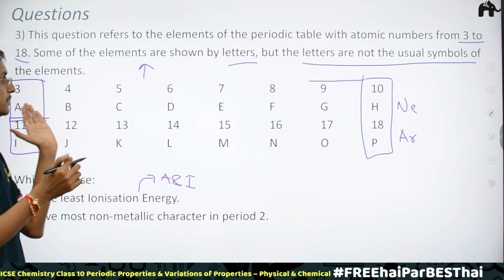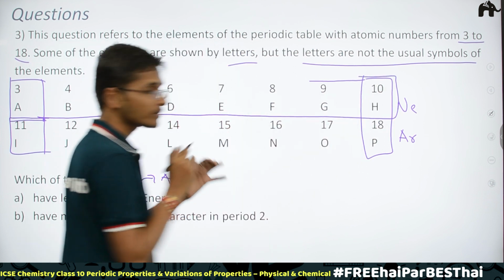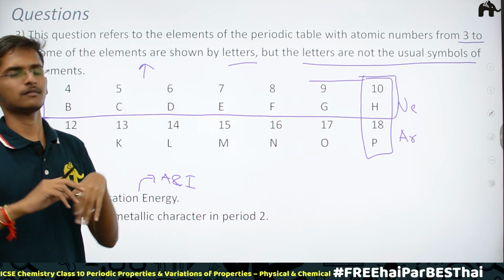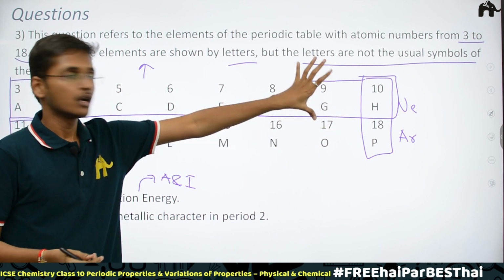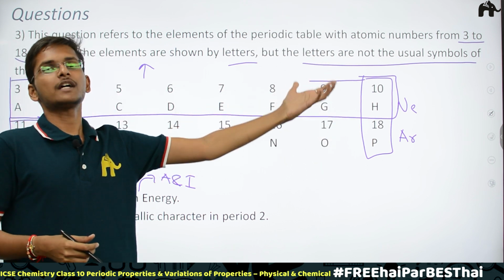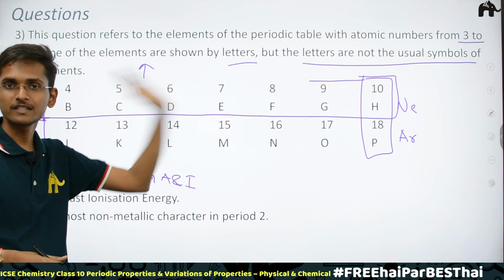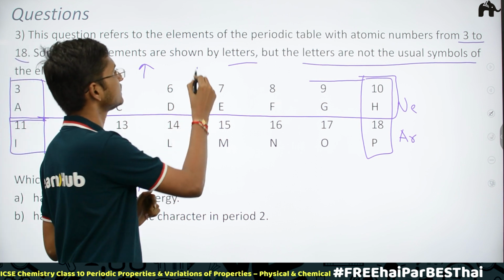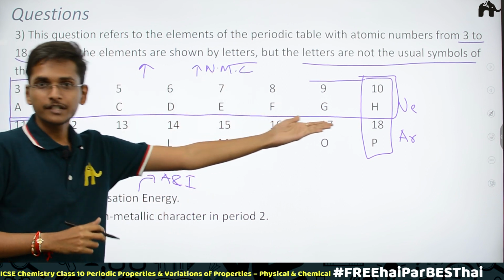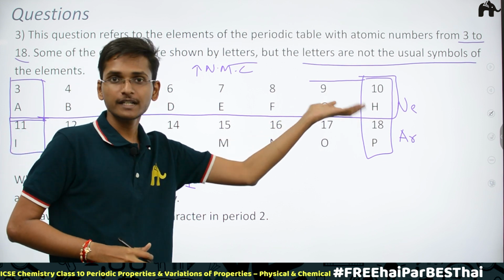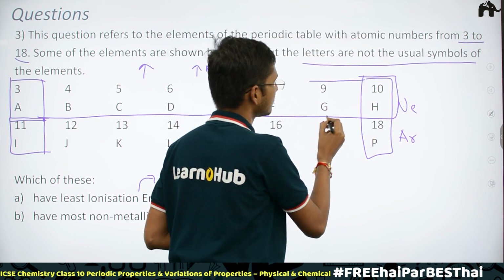Now, which have the most non-metallic character in period 2? Non-metallic character in period 2. Now we have to focus on this period, just 3 to 10. We know non-metallic character increases across the period. How to quickly remember this? I have already told you: here there are metals, here there are non-metals. So the non-metallic character here is more and less here, from less to more, which means it is increasing. So non-metallic character is increasing when we move across the period. So the highest non-metallic character would be here, and it would be shown by this element.